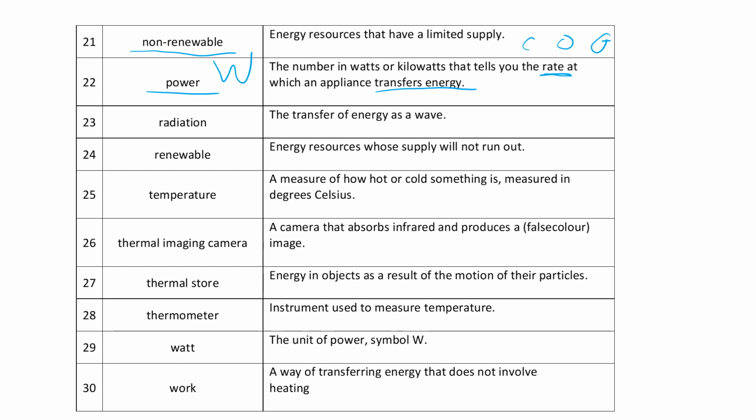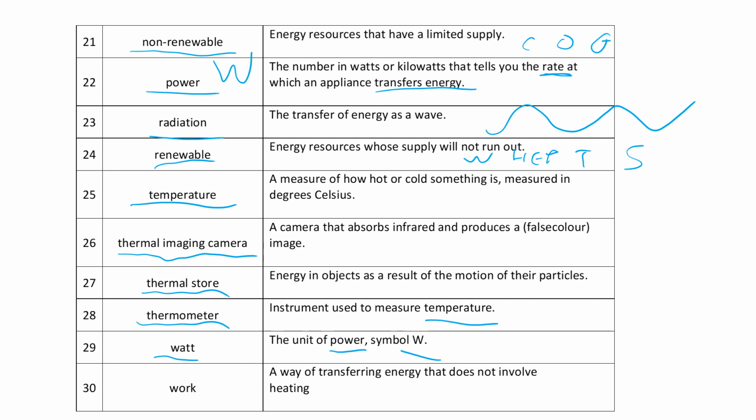The transfer of energy by a wave, radiation. Energy resources whose supply will not run out, renewable: wind, HEP, tides, solar. A measure of how hot or cold something is, measured in degrees Celsius, temperature. A camera that absorbs infrared and produces an image from that infrared, thermal imaging camera, I'd love to have one of them. Energy in objects as a result of the motion of their particles, thermal store. An instrument used to measure temperature, thermometer. The unit of power, symbol W, is a watt.